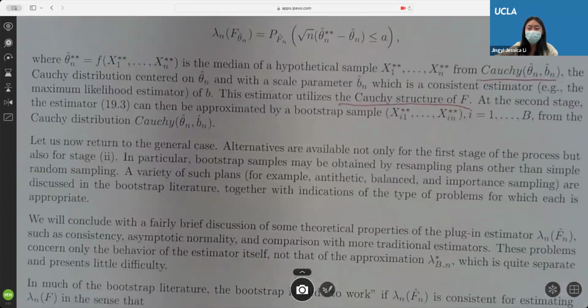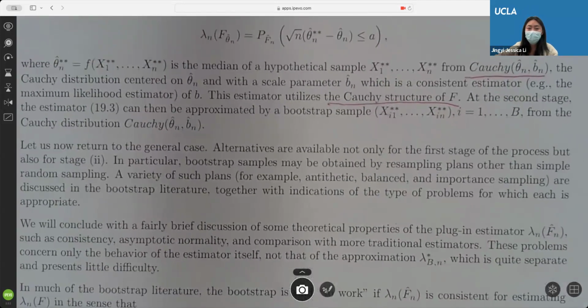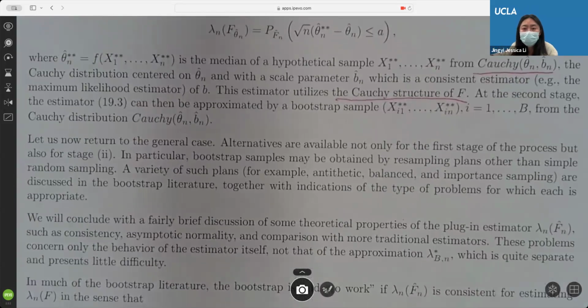Let us now return to the general case. Alternatives are available not only for the first stage of the process, how to come up with f hat, but also for stage 2. In particular, bootstrap samples may be obtained by resampling plans other than simple resampling, because we only talk about simple resampling. A variety of such plans.